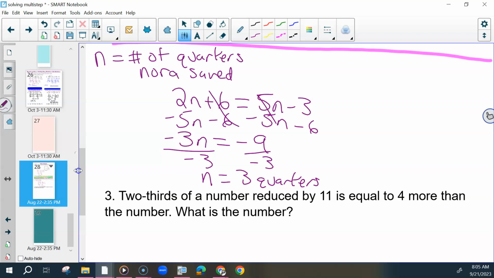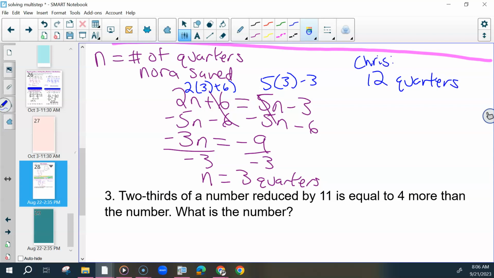So we do 2 times 3 plus 6. That's 12. Did we get 12 over here as well? Yes. So then we figured out that Chris would have saved 12 while Nora saved 3.